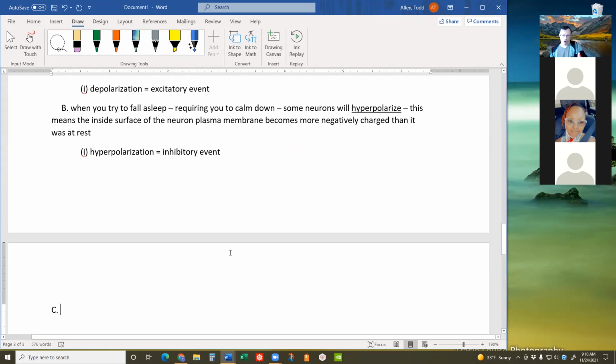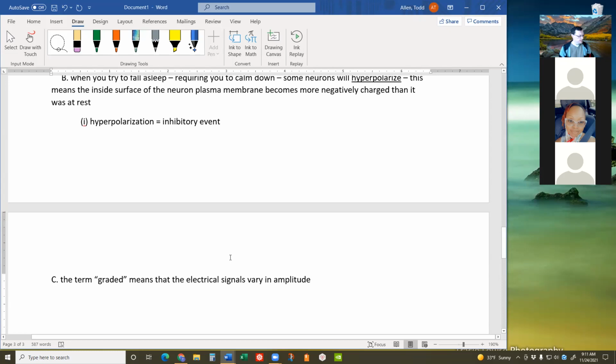Okay, we're talking about graded potentials. A graded potential is the first type of electrical signal that will take place when you receive a stimulus. It's the first type. The term graded means that the electrical signal varies in amplitude, and that's what figure 12.16 is trying to show you.